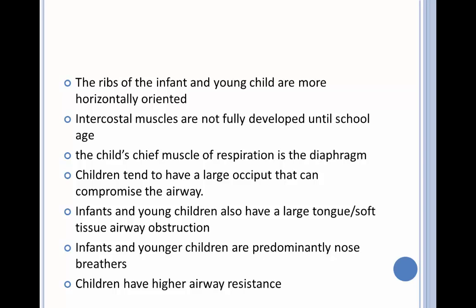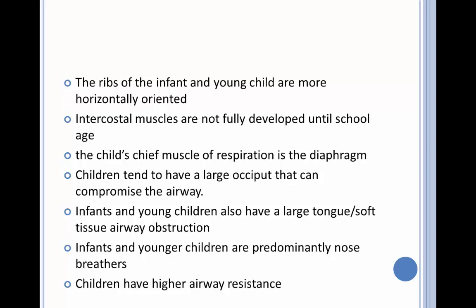First, the ribs of the infant and young child are more horizontally oriented, making anterior-posterior displacement of the chest less during inspiration. The rib cartilage is more compliant in young patients than in older children and even adults. So during an episode of respiratory distress, the chest wall may actually retract easier, decreasing the child's ability to maintain functional residual capacity. The intercostal muscles are not fully developed until school age, acting primarily to stabilize the chest wall. They do not have the necessary strength to lift the ribs.